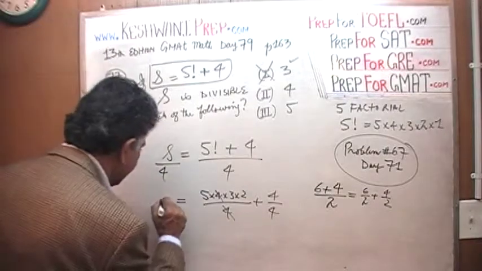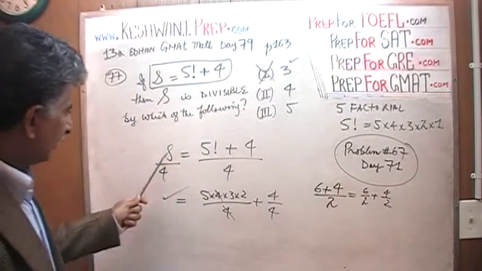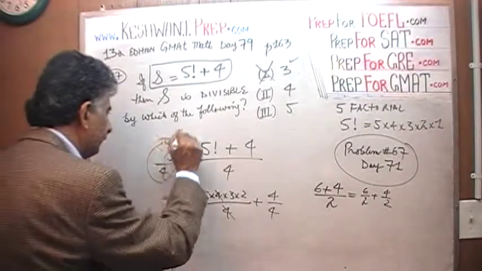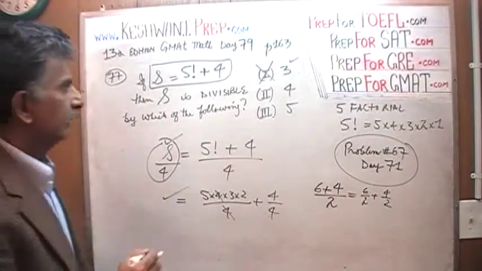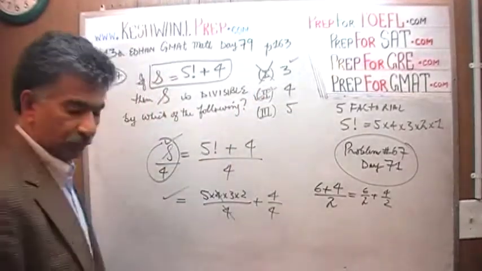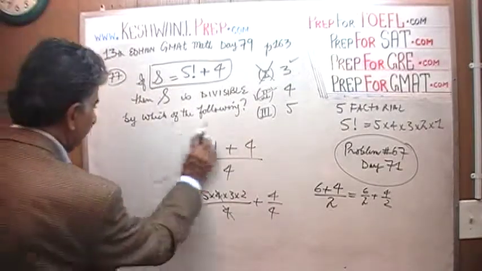So this quantity is divisible by 4. S over 4 is divisible by 4. It does divide evenly. That does work. Let's do the last one. Of course you know where we're going with it. It's very simple now.